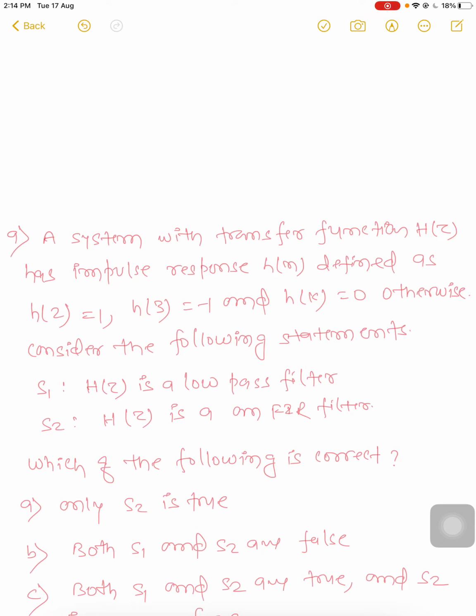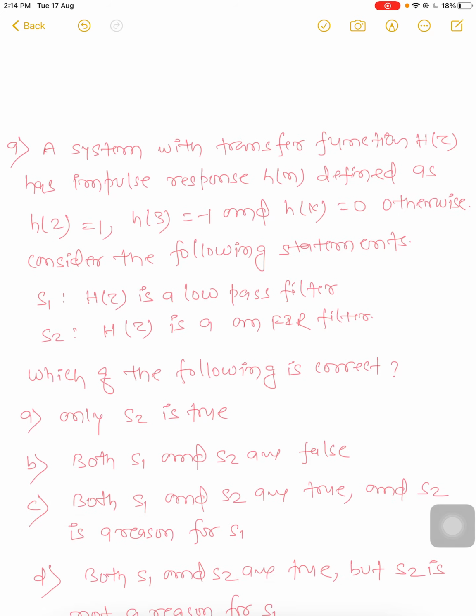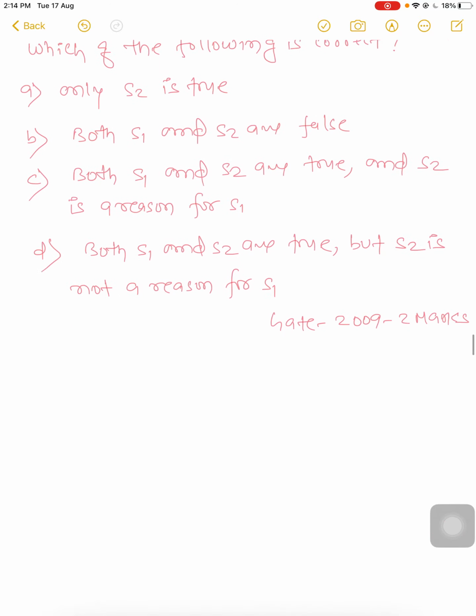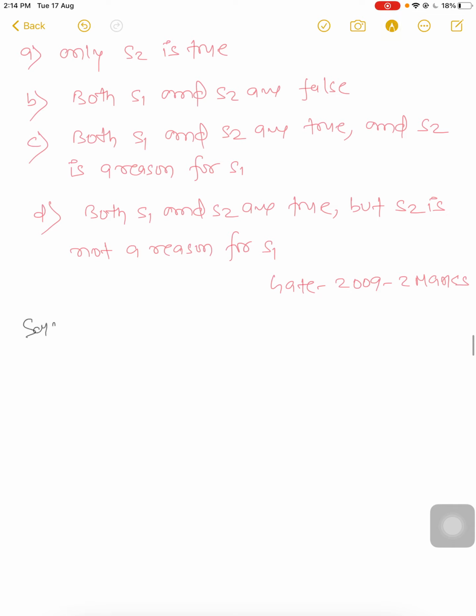A system with transfer function H(z) has impulse response h[n] defined as h[2] = 1, h[3] = −1, and h[k] = 0 otherwise. Consider the following statements: H(z) is a low pass filter, H(z) is a high pass filter. Which one of the following is correct? We first draw it.